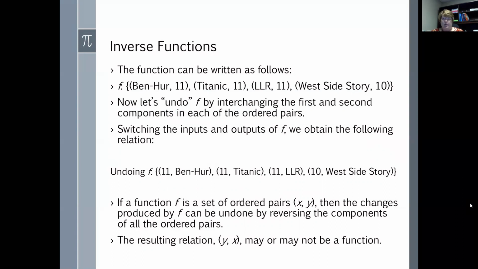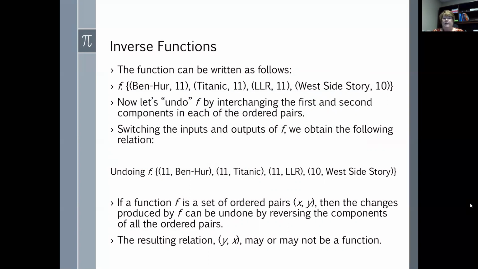So let's take this function that we've written as a set of ordered pairs, and let's undo f by interchanging the first and second components in each of these ordered pairs. Switching the inputs and outputs of f, we obtain the relation. Undoing f, we take the first ordered pair, Ben-Hur 11, and we reverse the components. So we get the ordered pair 11 Ben-Hur. Same for Titanic 11. We reverse the components and we get 11 Titanic. We get 11 Lord of the Rings and 10 West Side Story.